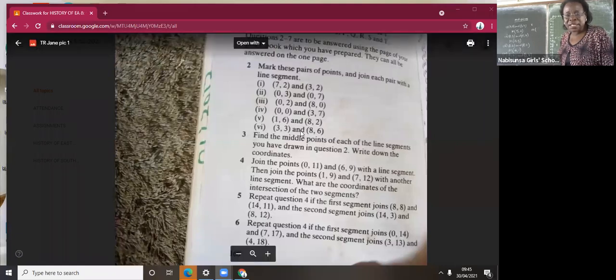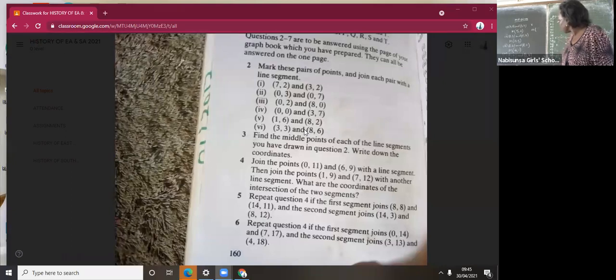The endpoints are (1, 6) and (8, 2). The first point is here: 1 on the x, 6 on the y. Then the second point is (8, 2): 8 on the x, 2 on the y. We plot the points. Clear? You know how to plot the point? So we have (1, 6) and then (8, 2). We join them with a straight line.